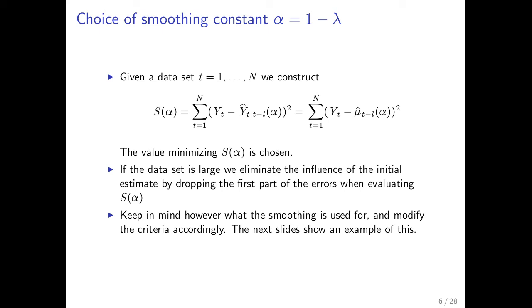For the assignment, I wrote that you should disregard the first 20 observations. Then the initialization doesn't matter so much. But keep in mind what it's used for and modify the criteria accordingly. So here I minimize the sum of squared 1-step predictions, for instance, or L-step prediction. Pick the L that is relevant. Don't just pick one L and use that optimized value for everything else. I'll show you an example.